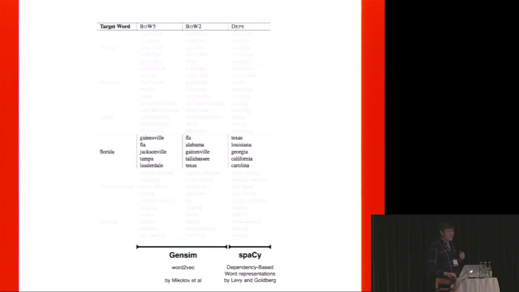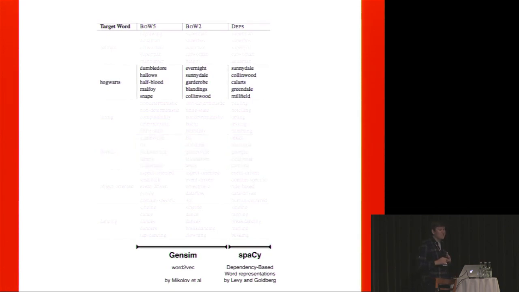The same, and even more interesting, with Harry Potter. If you do it with this context window, just looking at the 5 words to the left and the 5 words to the right, you get Snape, you get Malfoy, so characters from the Harry Potter universe. Whereas if you also take the sentence structure into account, you end up with, for instance, Sunnydale from the Buffy the Vampire Slayer universe, which is another school.